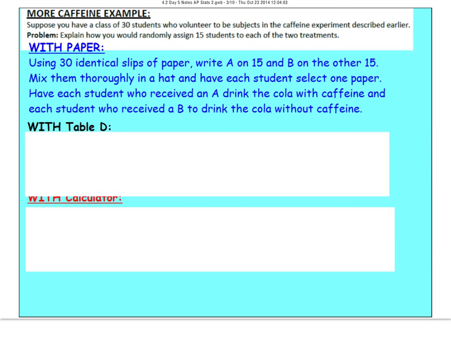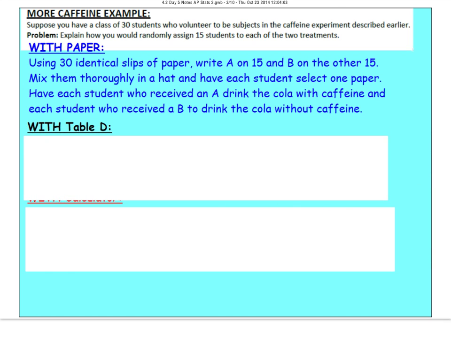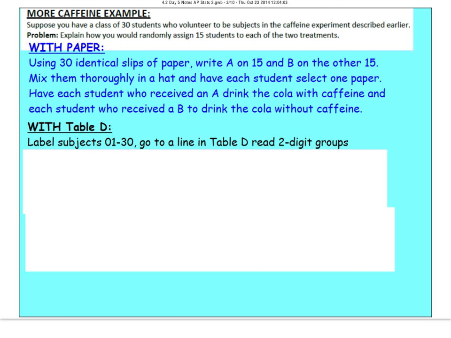Okay. What if I wanted to do it with Table D? Fine. With that approach, you could say, label the subjects 01 to 30.